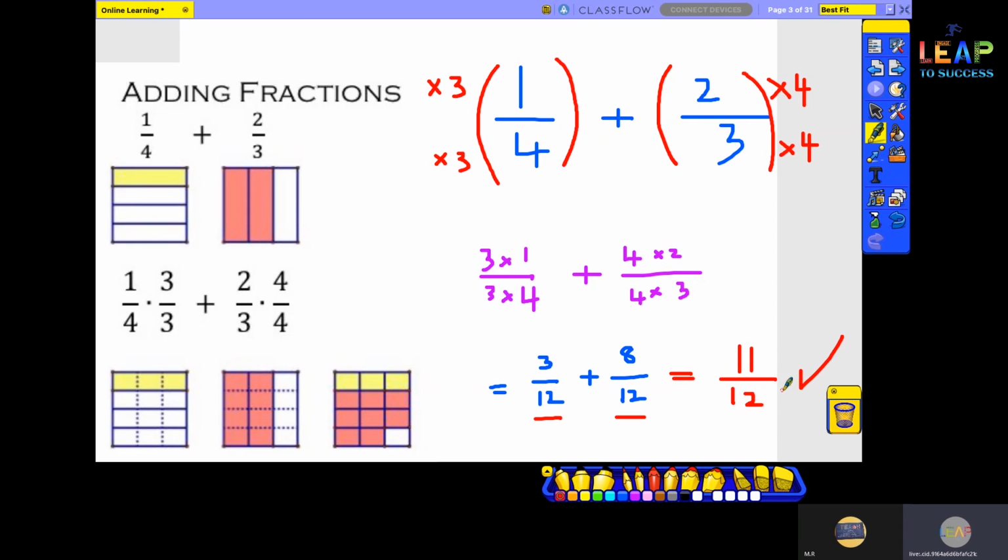No simplifying needed here. Also, just another key point to note is that it's very important to know how to show this visually. As you can see here, 1 shaded out of 4, 2 shaded out of 3, and the final result is 11 shaded out of 12. Okay, so we've now gone over how to add fractions with same and different denominators.